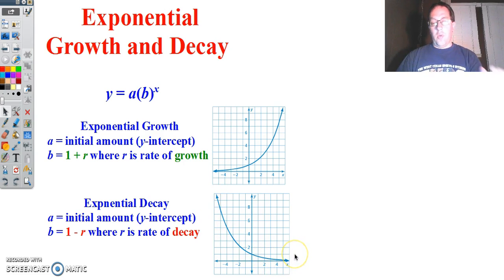For exponential decay, this is where it's decreasing. Something is going down in value, or it's rotting, or something like that. We have a equals the initial amount still, same thing as with exponential growth. This is where it started, right there at the y-intercept. And this time b is going to be 1 minus the rate, r, which is the rate of decay. So, for example, if it is decreasing by 10% every month, then r would be 0.10. So b would be 1 minus 0.1, so it would be 0.9. All right. So that's that.